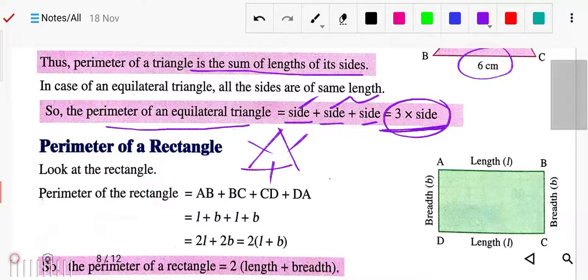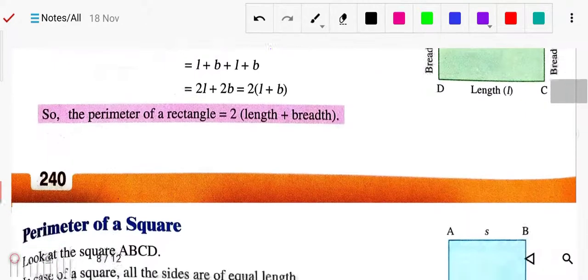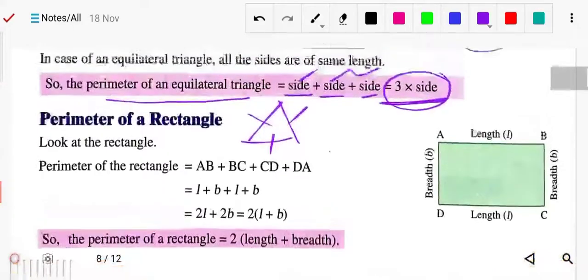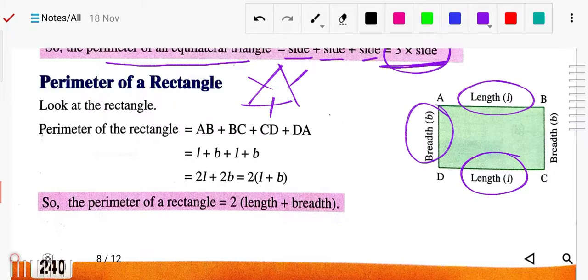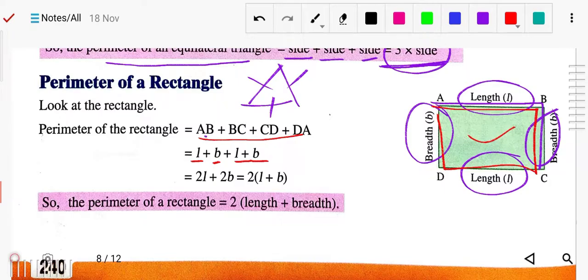Now next we have the case of the perimeter of a rectangle. How to find the perimeter of a rectangle? In the rectangle you can see two sides are equal, the length and length are equal, and the breadth and breadth are equal. You add this side, then this side, then this side and this side, all four sides, so l plus b plus l plus b, and you get the perimeter of the rectangle.